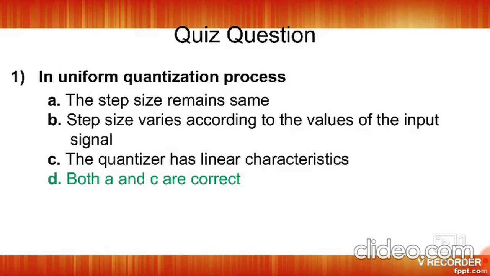Another question: in the uniform quantization process, what happens? A, the step size remains the same; B, the step size varies according to the values of the input signal; C, the quantizer has linear characteristics; D, both A and C are correct. In uniform quantization we already know the step size remains the same, and step size varies means B is not a choice. C, the quantizer has linear characteristics, is also related to uniform quantization. So A and C are correct, and the correct answer here is D.